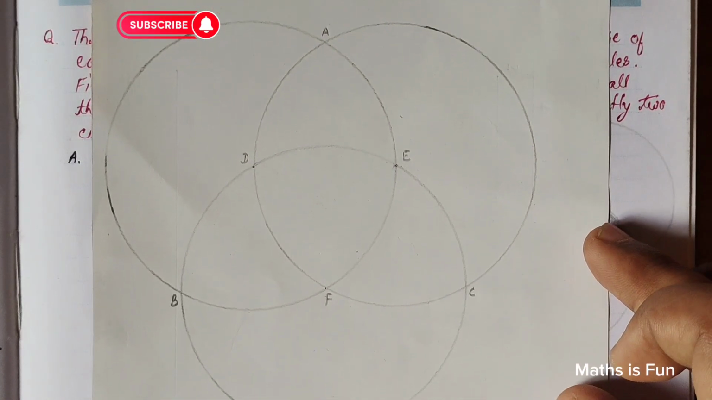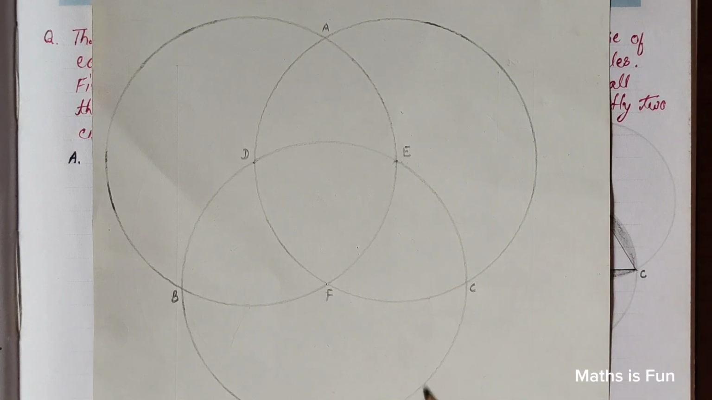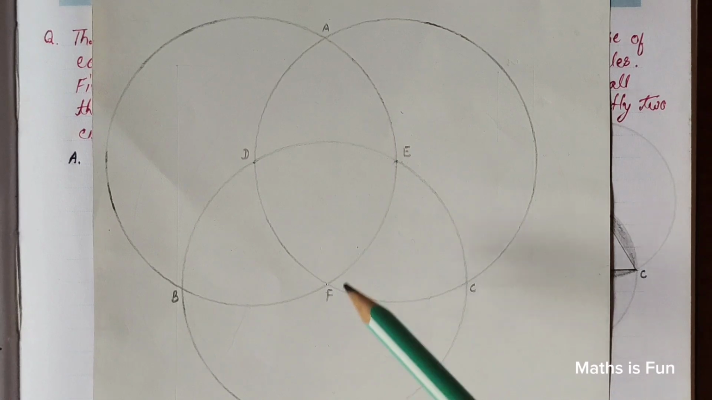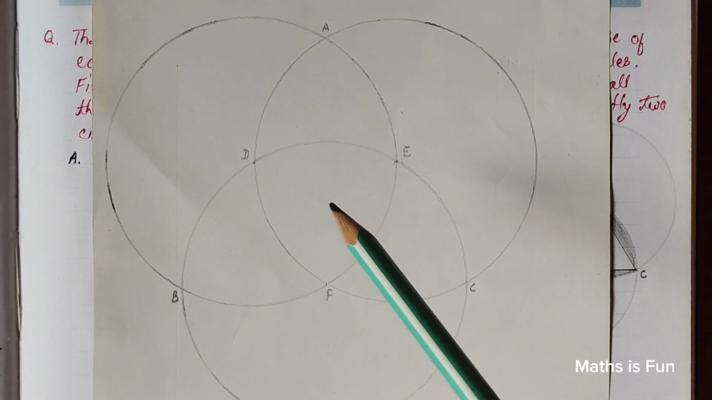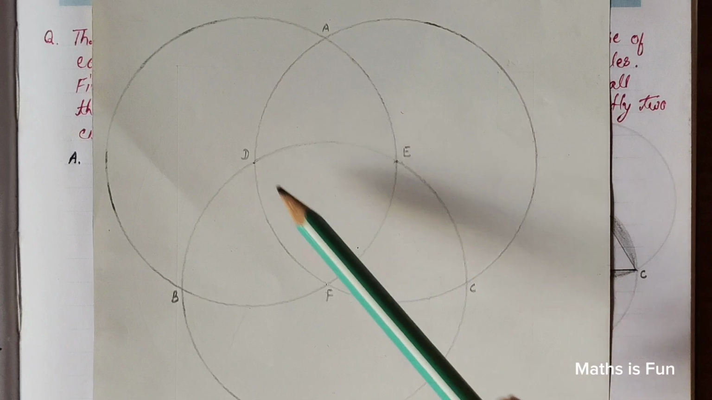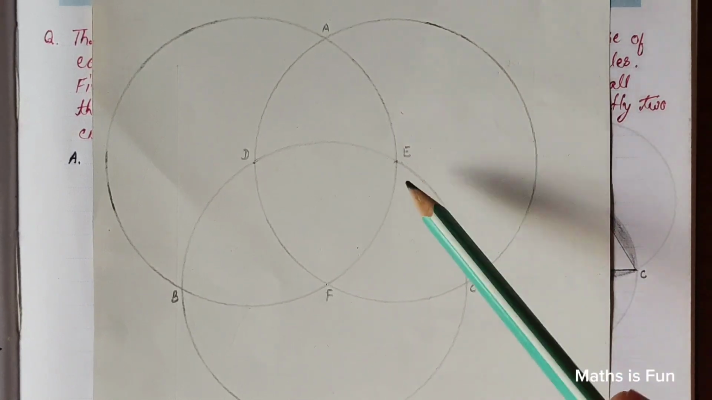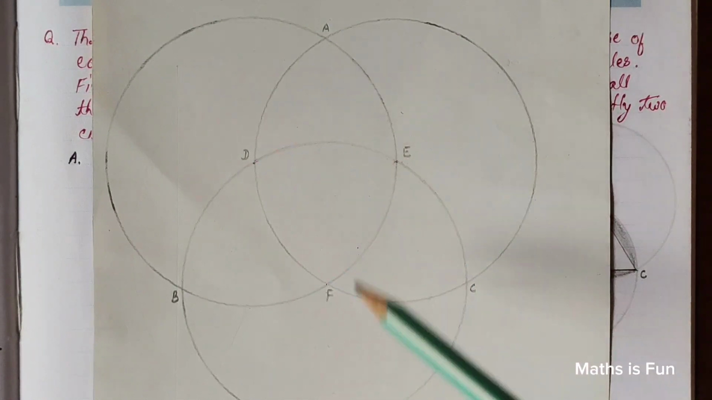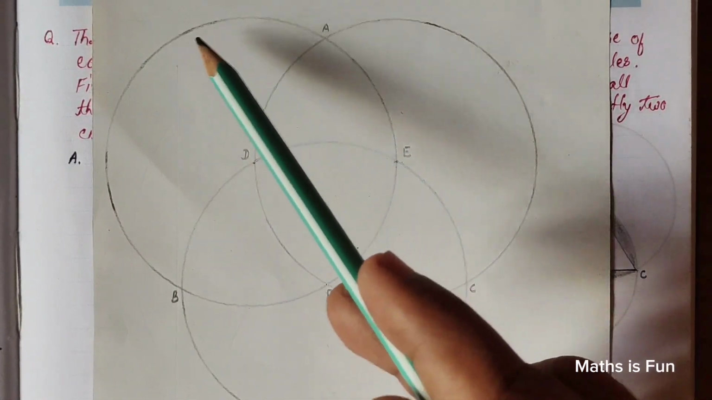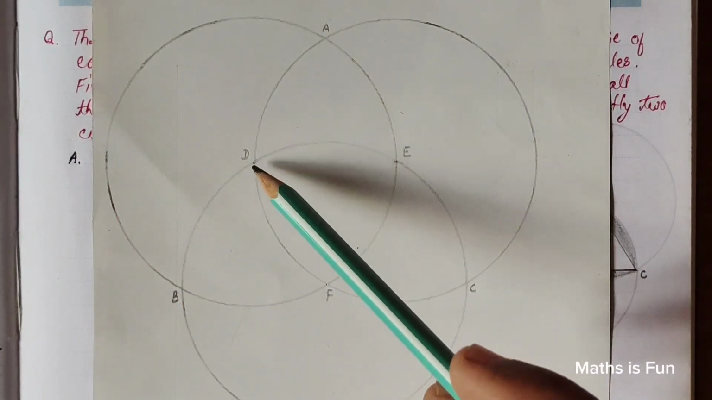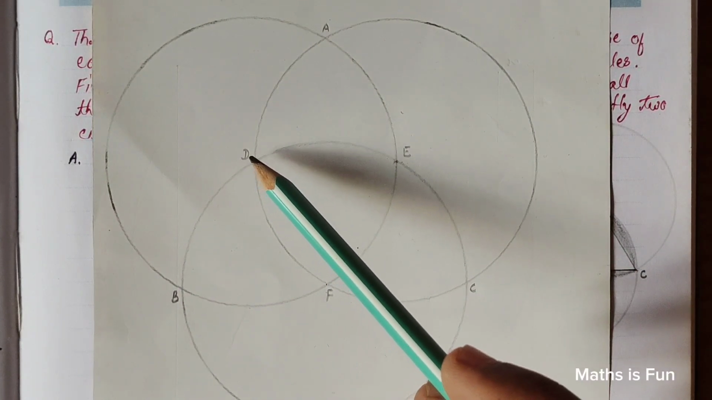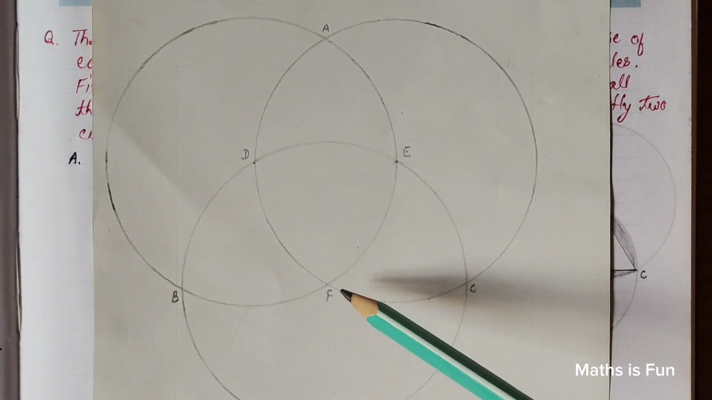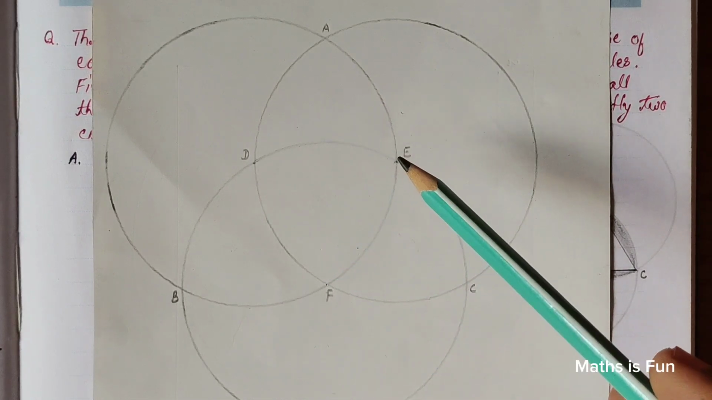So here we have a diagram. You can see that there are three circles in front of us which overlap one another, and the radii of all the three circles is the same. So focus on this circle. The center of this circle is E, and E falls on the circumference of the other two circles. Similarly, the center of this circle is D, and D also falls on the circumference of the other two circles, this and this. Likewise, F is the same as D and E.